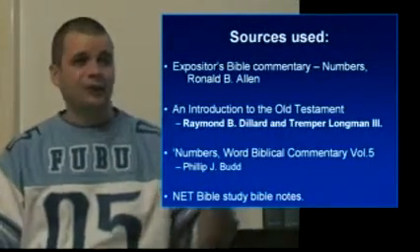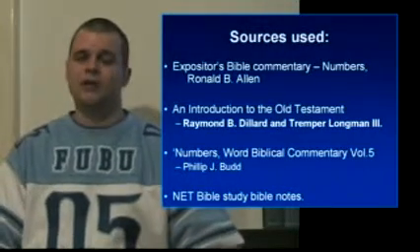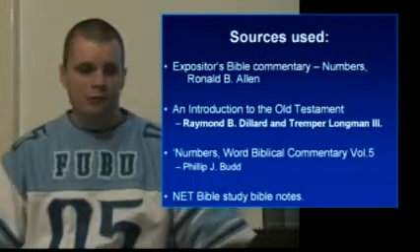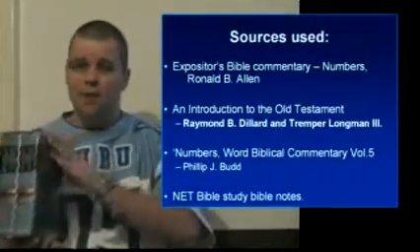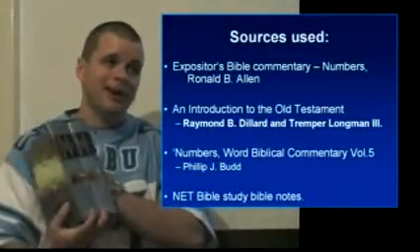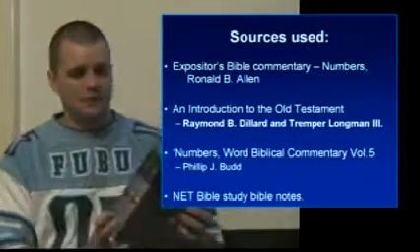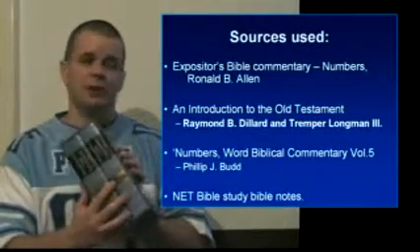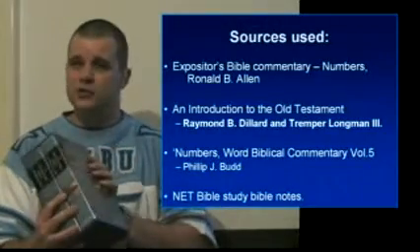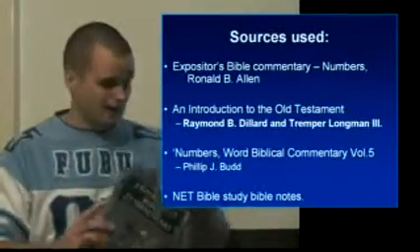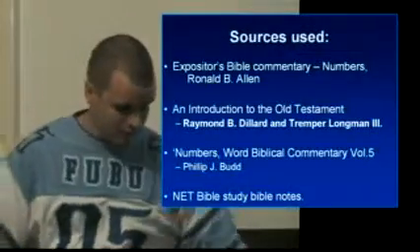I mainly relied on the Expositor's Bible Commentary. The part on Numbers is by Ronald B. Allen. This is the Expositor's Bible Commentary. If anyone wants to buy it, it is well worth it. It's only £30 for the Old Testament and New Testament. It goes through the whole Bible verse by verse. Well-known evangelical scholars. And the bit written on Numbers is excellent. Really good.